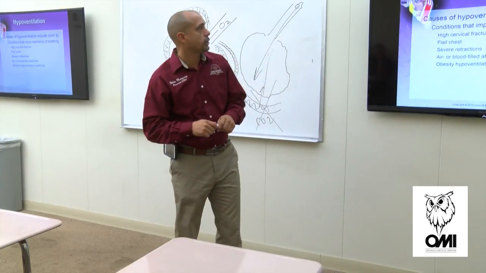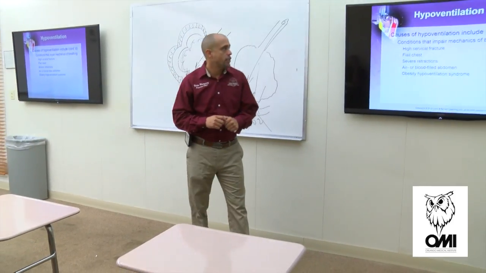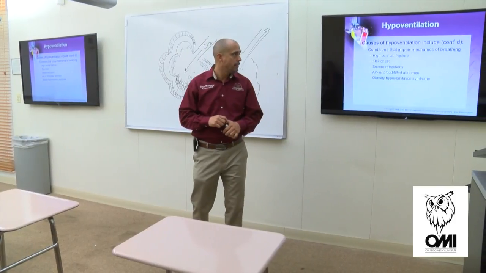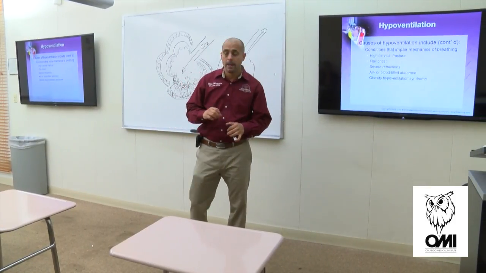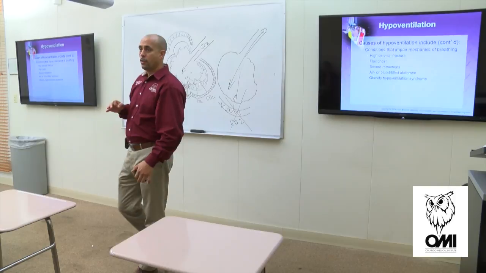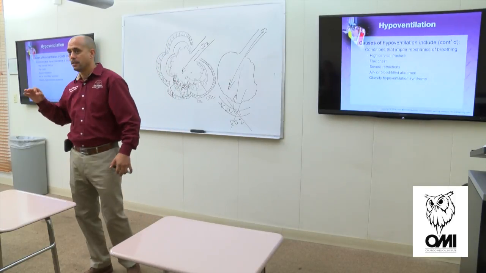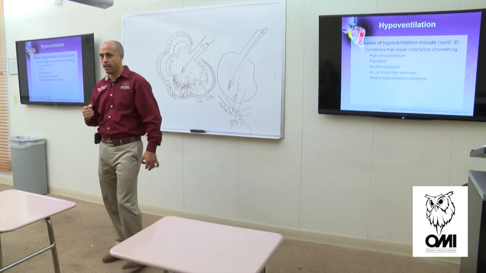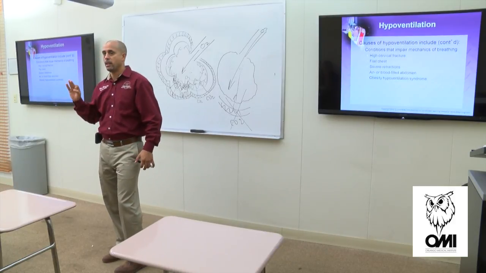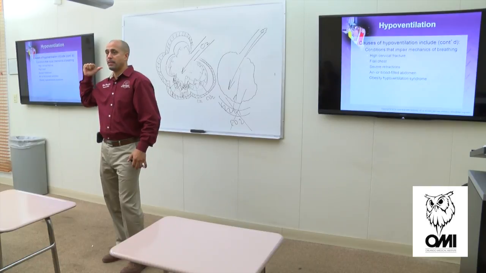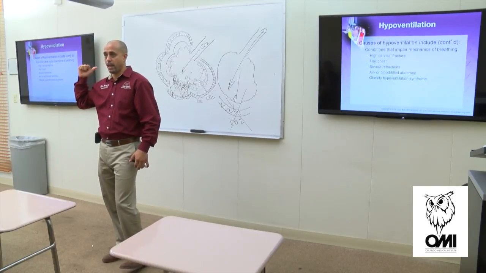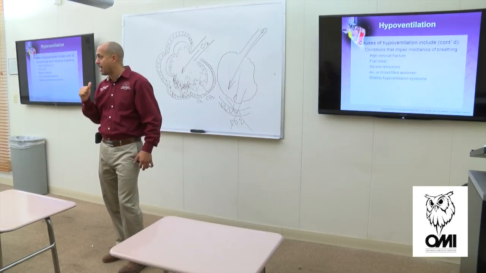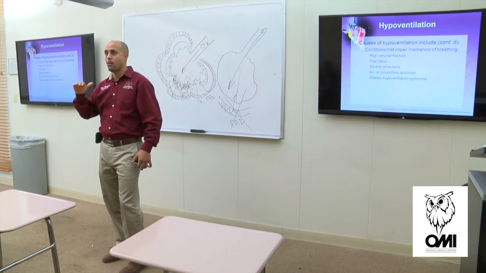All right? Some other causes of hypoventilation. Conditions that impair the mechanism of breathing. So now we're talking about impairing the mechanics, the physical movement of the diaphragm. We just talked about diseases that impair respiration, the exchange of gases. Now we're talking about diseases that impair the ability of the diaphragm to move up and down. So now we're talking what?